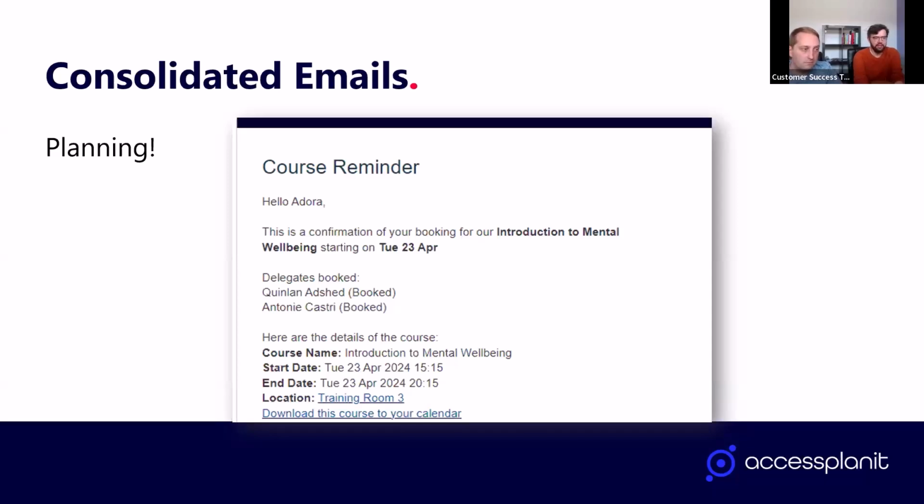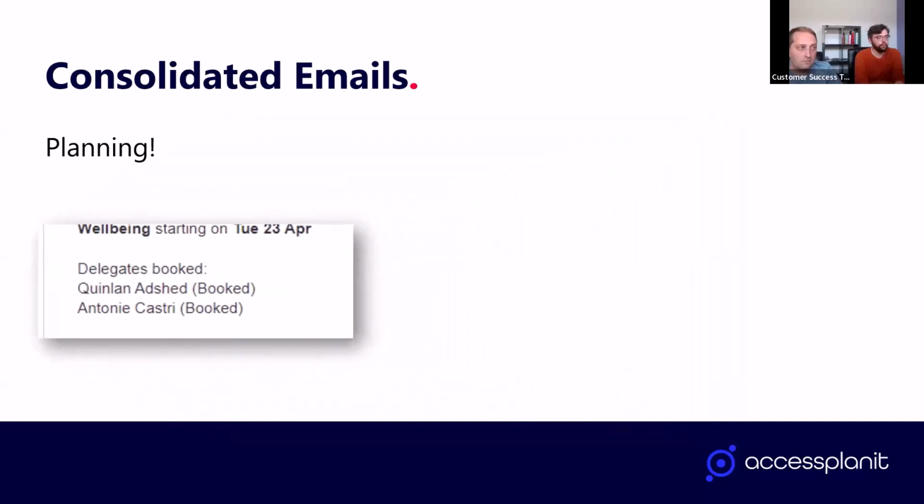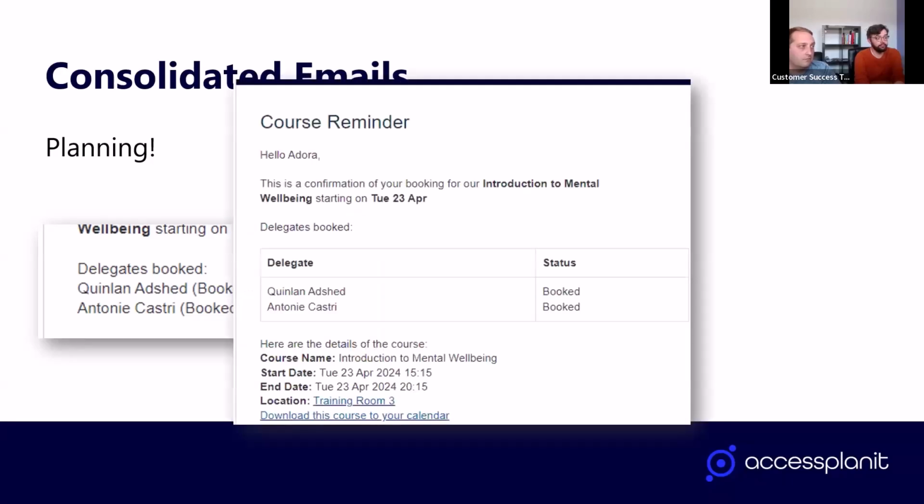And we need to decide how we would like to lay out these details in our emails. In this example, the booker would receive the email with a list of the delegate names with a new line after each delegate name. In this example, the booker will receive the email with a table of the delegate details.